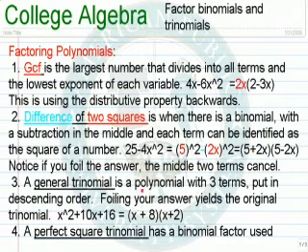A general trinomial is a polynomial with 3 terms. We have to put them in descending order. If you FOIL your answer, it yields the original trinomial. For example, x squared plus 10x plus 16. And notice factors of 16 are 4 and 4, 8 and 2, and 16 and 1. Let's try 8 and 2. Notice if we FOIL this, x times x is x squared, x times 2 is 2x, 8 times x is 8x, 2x plus 8x equals 10x, and 8 times 2 gives us 16.